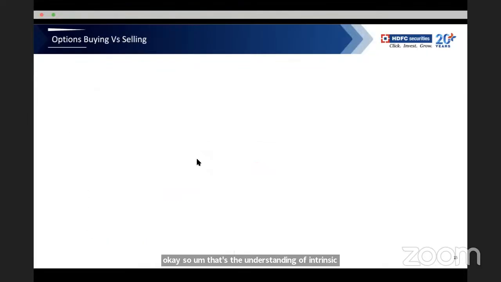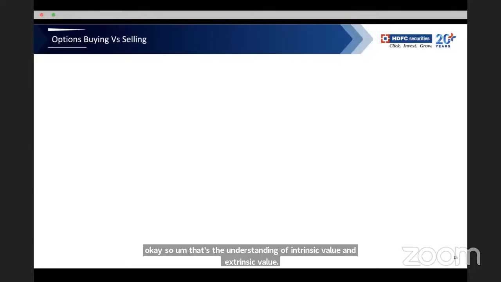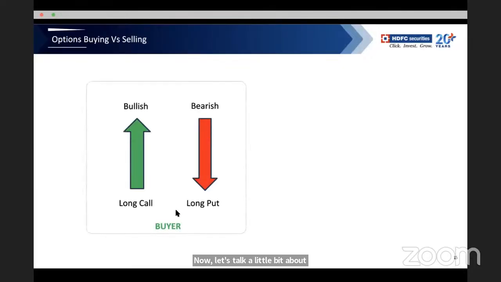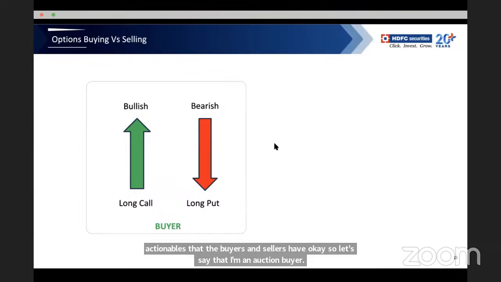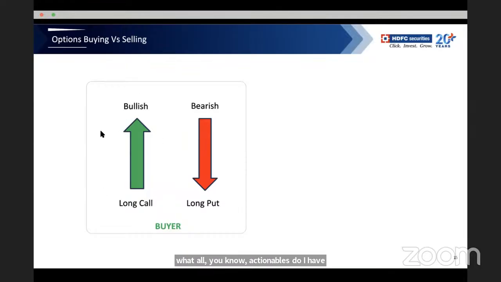Now let's talk a little bit about options buying and options selling. Here we are going to talk about the actionables that the buyers and sellers have. Let's say that I am an option buyer. What all actionables do I have? If I have a bullish view and I am a buyer, I can long a call or buy a call. If I am a buyer and I have a bearish view, I can long a put or buy a put.